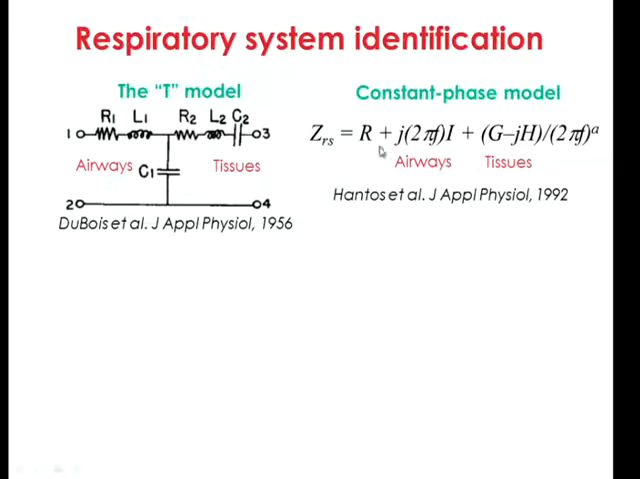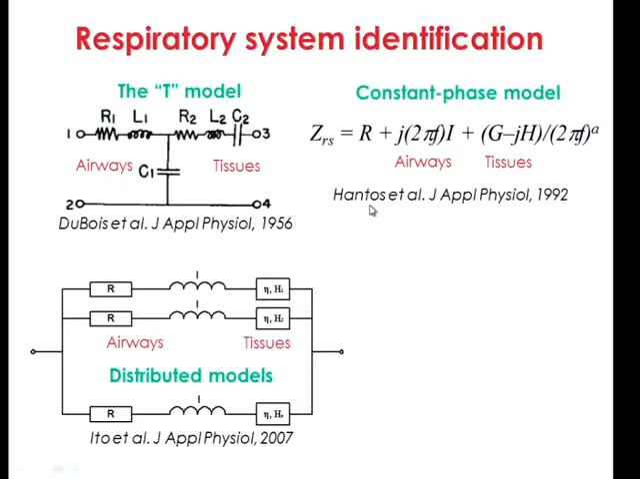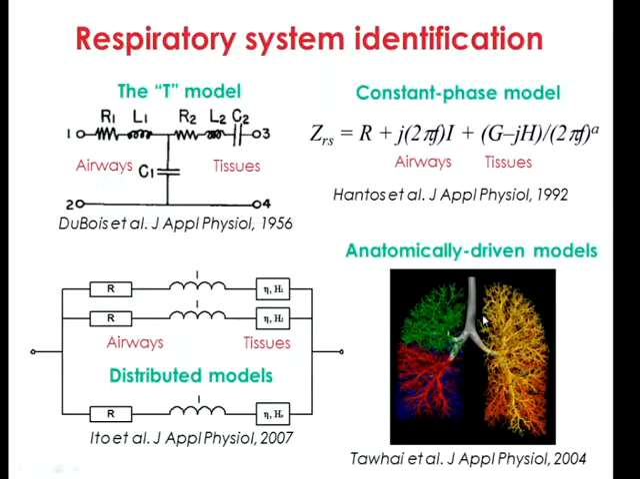you can get parameters describing the resistance of the airways, the inertance of the airways, the elasticity of the tissues, and then that gives you something to then compare with disease or with day-to-day monitoring. There are other models. I probably won't go too much into detail given time, so I'll just gloss over. They vary in sophistication and use as well.